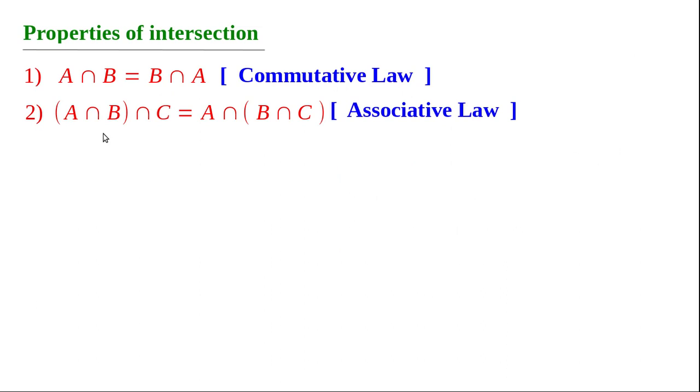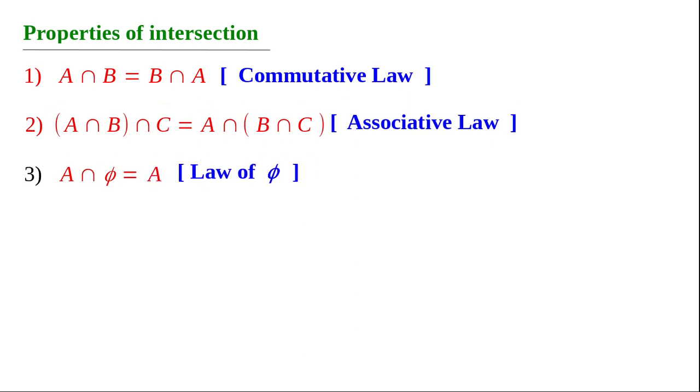And the third property is A intersection phi. What is A intersection phi? You know the answer is phi. This law is called law of phi. And fourth property, A intersection A. What is A intersection A? Very simple, that is A. The property is called idempotent property, idempotent law.